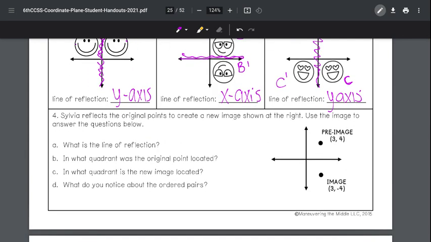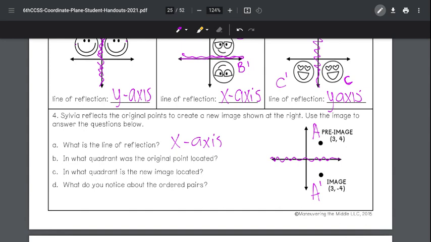Number 4, Sylvia reflects the original points to create a new image, shown to the right. Use the image to answer the questions below. So our pre-image is A, that's our original point, and then they reflect it, and our new image is A prime. So what is the line of reflection? Are we crossing the x-axis or the y-axis? The answer is the x-axis.